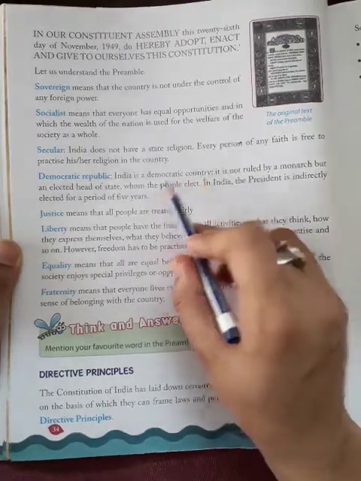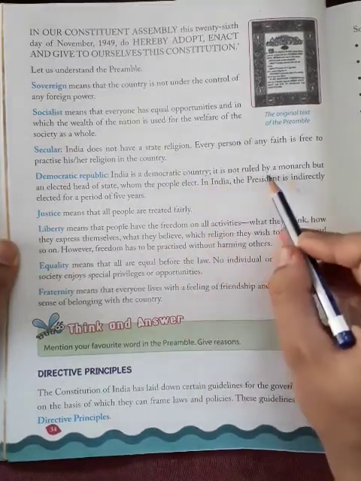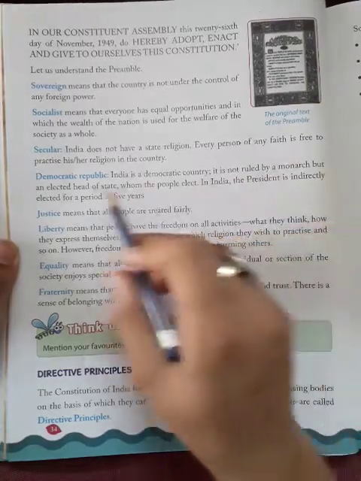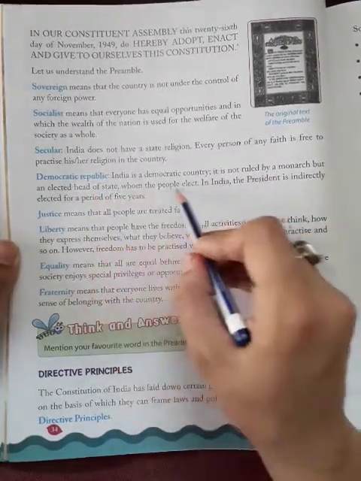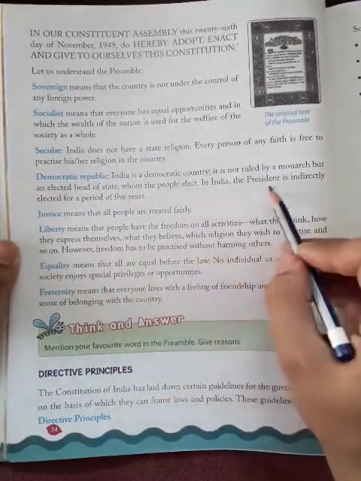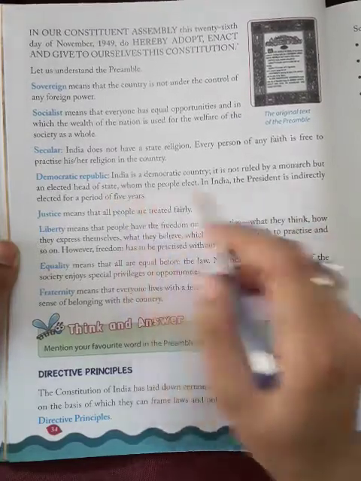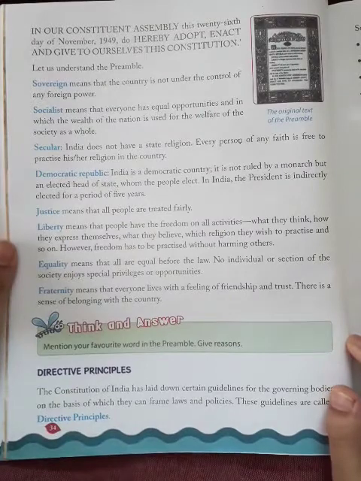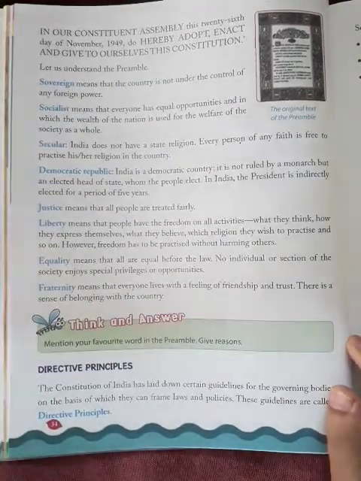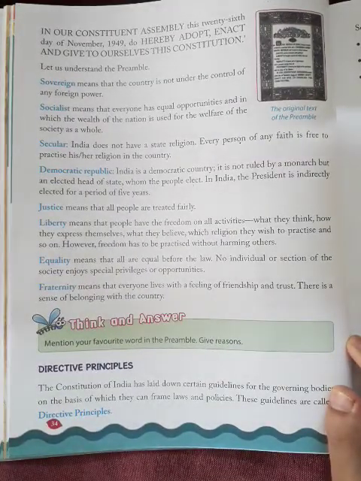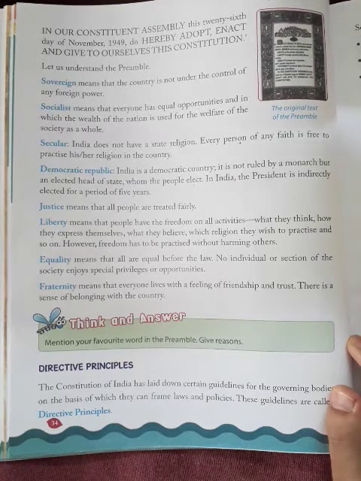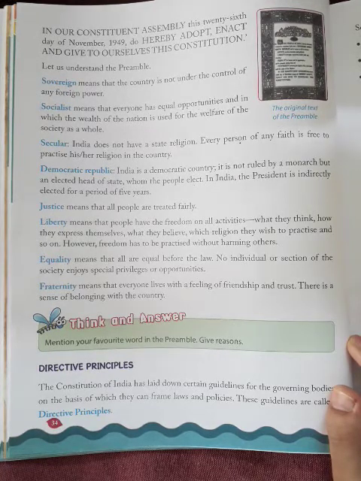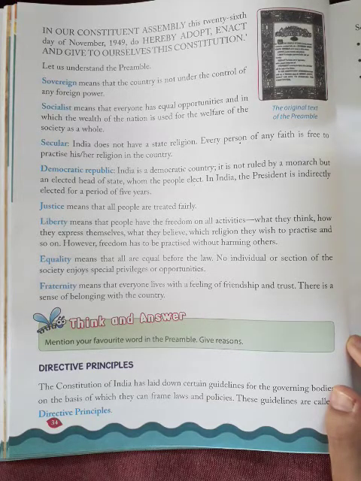Democratic Republic. India is a democratic country. It is not ruled by a monarch but an elected head of state whom the people elect. In India, the president is indirectly elected for a period of 5 years. Okay. Now, Democratic Republic means whatever ministry we have, the ministers, the prime minister, the president, and all the people who are there in the parliament are elected by the common citizens of our nation.